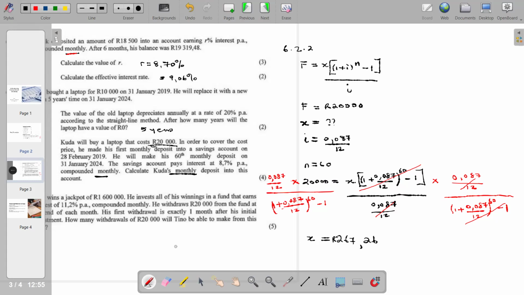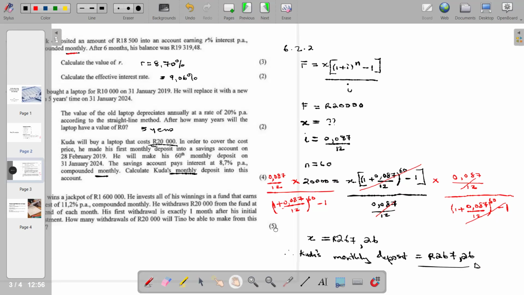Let's answer the question. Kuda's monthly deposit. So we are going to give that, therefore, Kuda's monthly deposit is equal to 267.26. Then we go on to the next question.